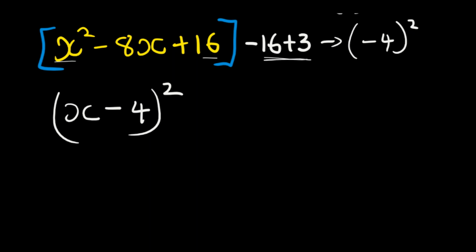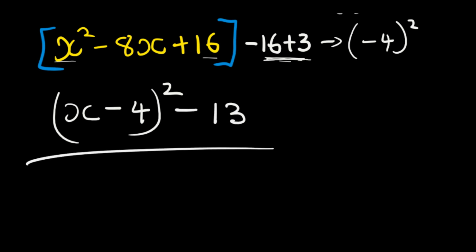And then you find the sum of the constants. So it's minus 16 plus 3, and you're going to get minus 13. So this is the solution of this problem here.